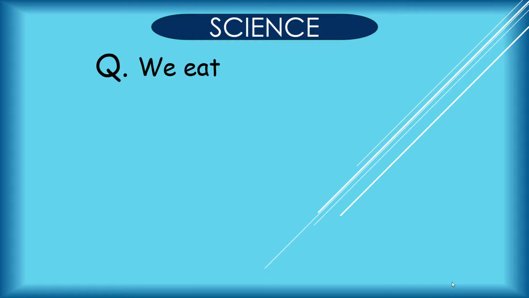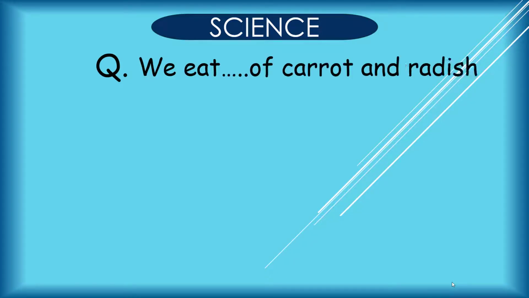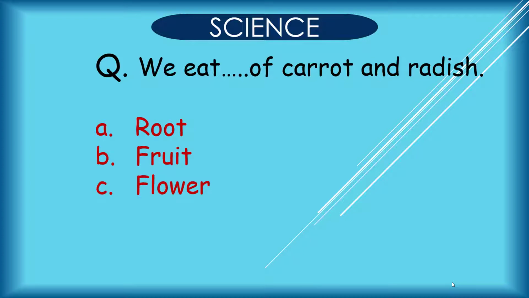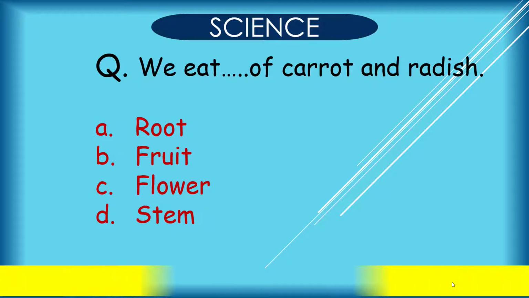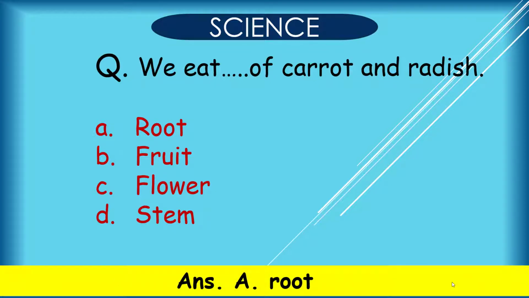Question: we eat dash of carrot and radish. A root, B fruit, C flower, D stem. Correct answer is A root.